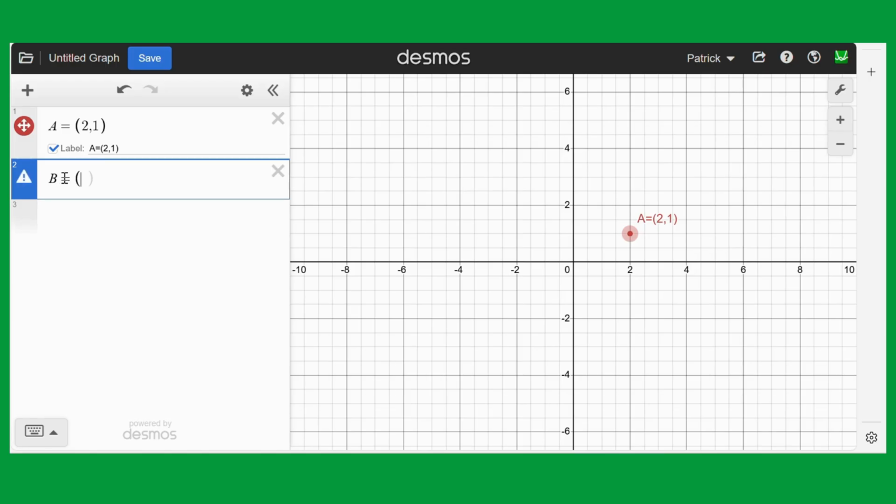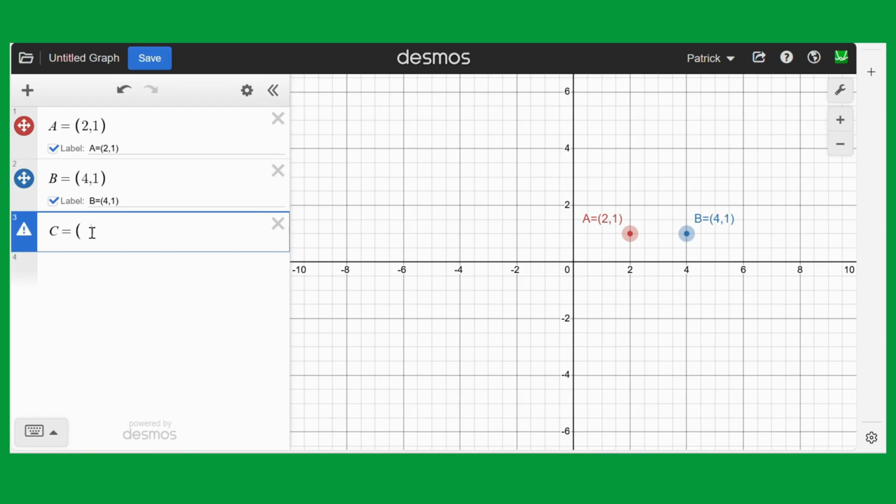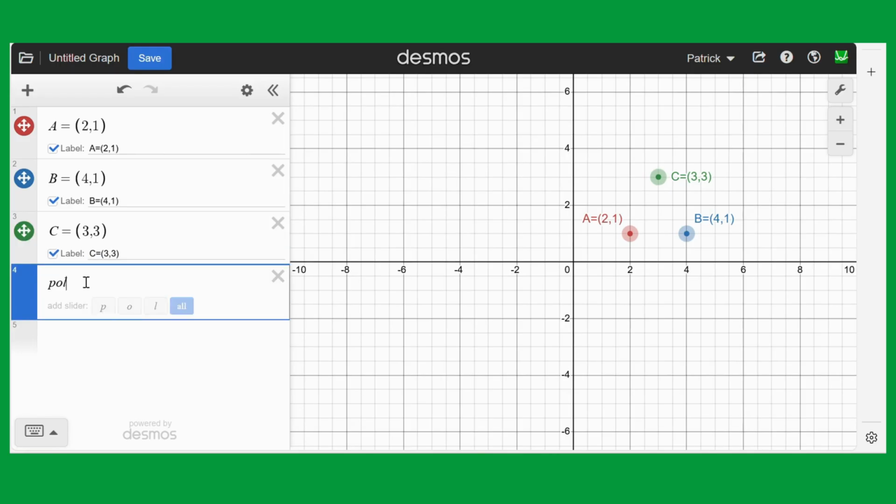B equals (4, 1) into the second line. C equals (3, 3) into the third line. Now, to connect these points and form your original triangle, type polygon(A, B, C) into a new line. This will draw your base figure.